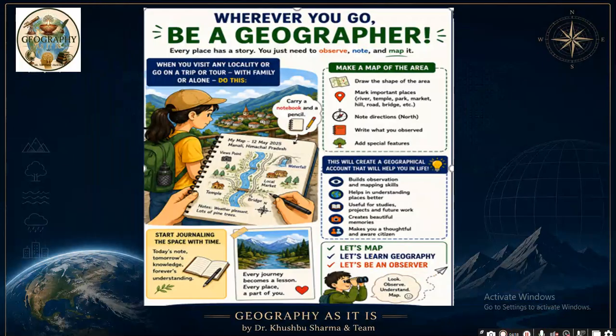Wherever you go, be like a geographer. You make a map of that area, you draw, you mark, you note, you review, you add special features to that. So let's map, let's learn geography, let's be an observer. If you go for a trip also, you can make local maps of that particular trip in your journal.